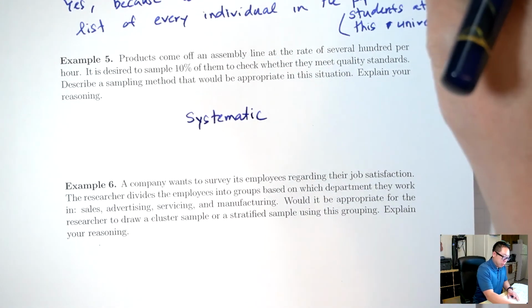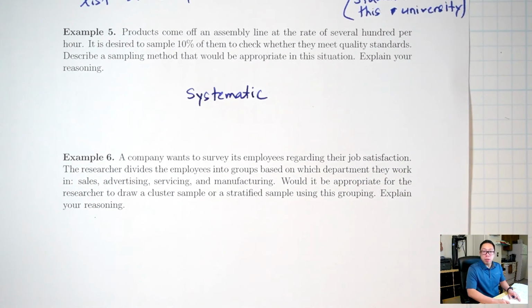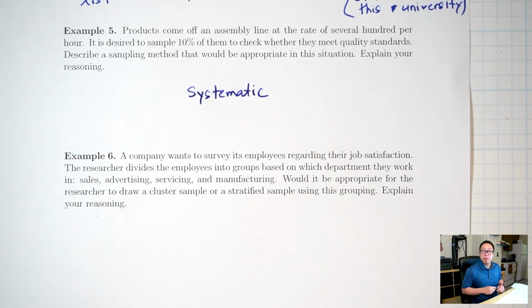Example 6. A company wants to survey employees regarding their job satisfaction. The researchers divide the employees into groups based on which department they work in: sales, advertising, servicing, manufacturing. Would it be appropriate for researchers to draw a cluster sample or a stratified sample using this grouping? Explain your reasoning. Okay, so the people are what we care about. We broke them up into groups based on the department they work in. And the question is, should we do a cluster sample or should we do a stratified sample?